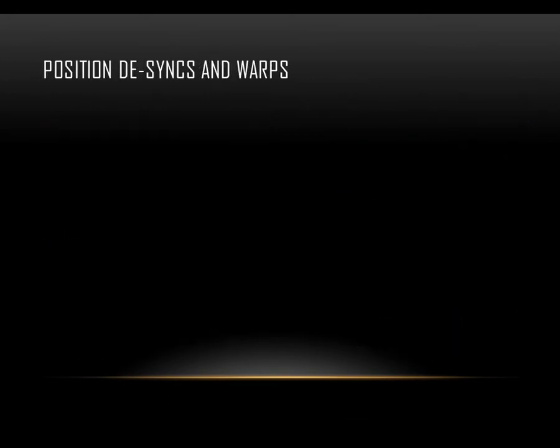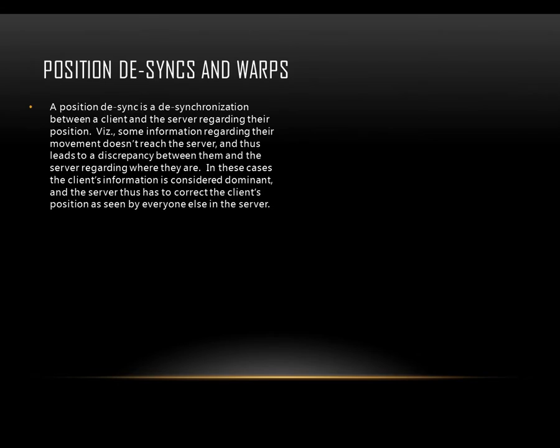Now, position desyncs and warps. A position desync is a desynchronization between a client and a server regarding their position. That is, some information regarding the client's movement doesn't reach the server and thus leads to a discrepancy between them and the server regarding where they are. In these cases, the client's information is considered dominant or has priority, and the server thus has to correct the client's position as seen by everyone else on the server.